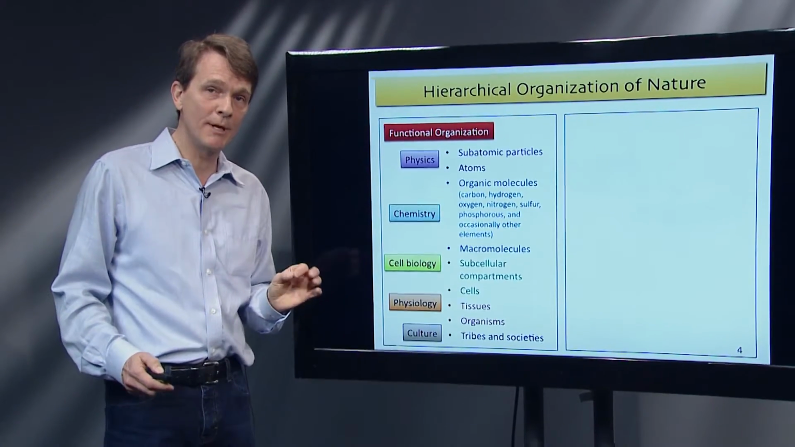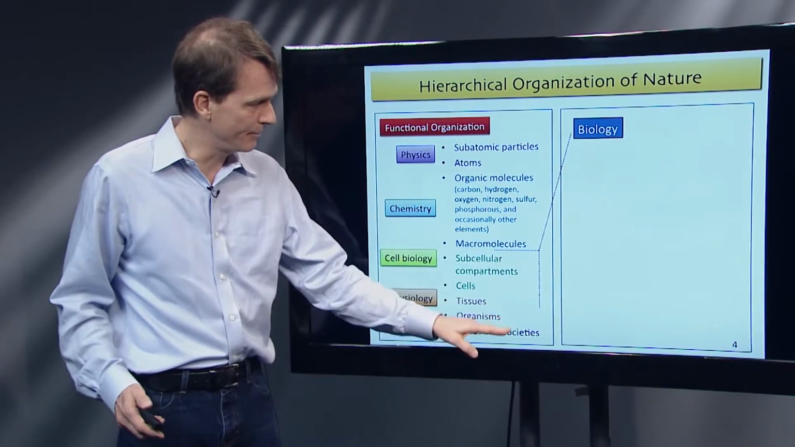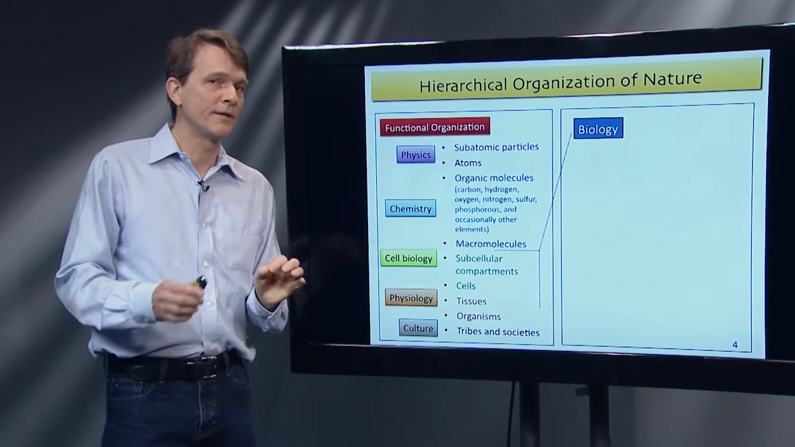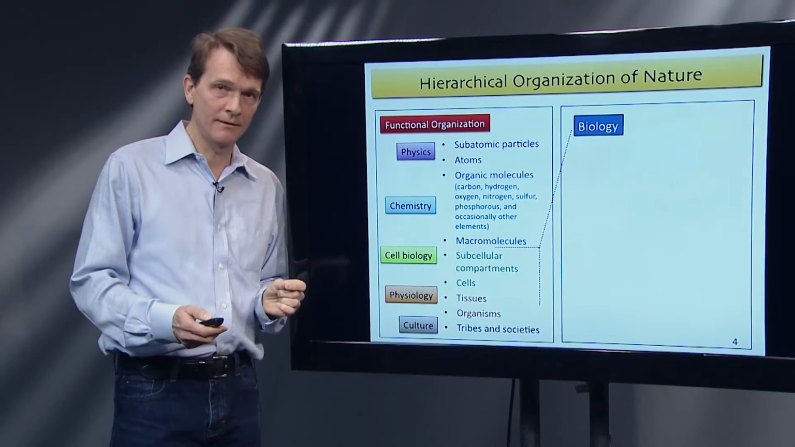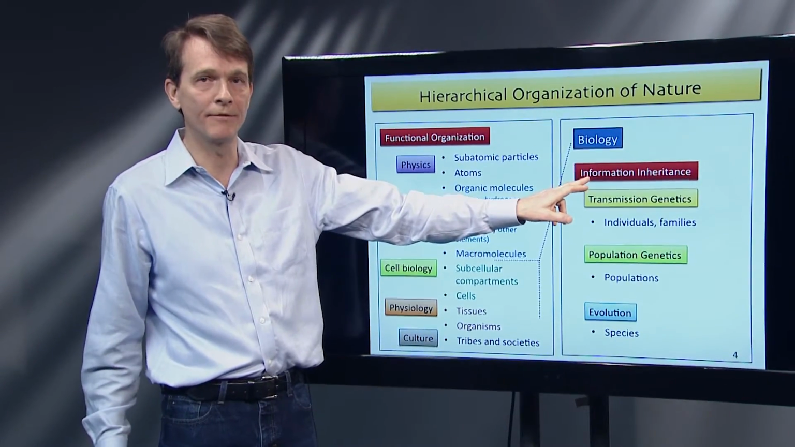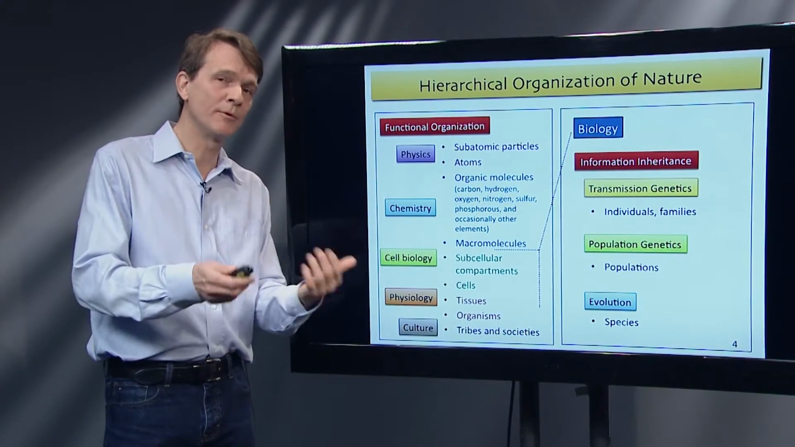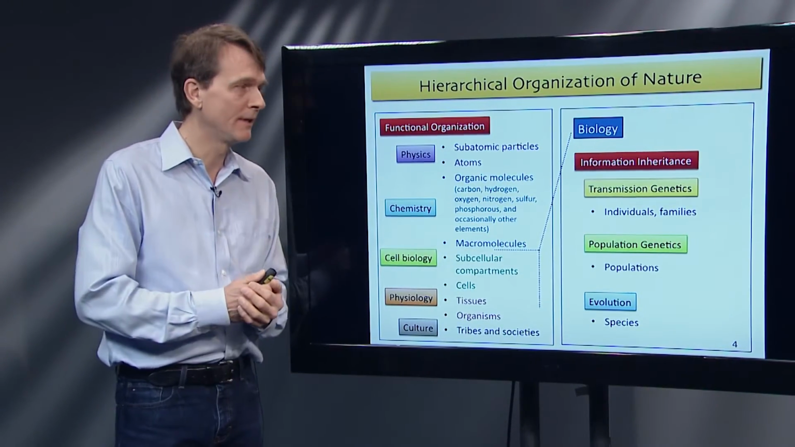The point I would like to make here is that as soon as biology gets into the picture, an orthogonal axis develops, and that has to do with the inheritance of information. Organisms live and reproduce, and over the generations.